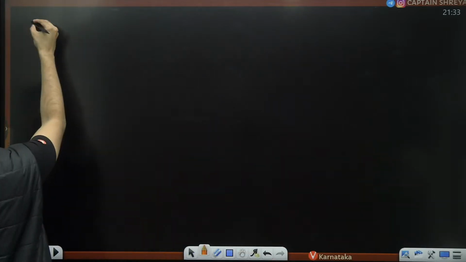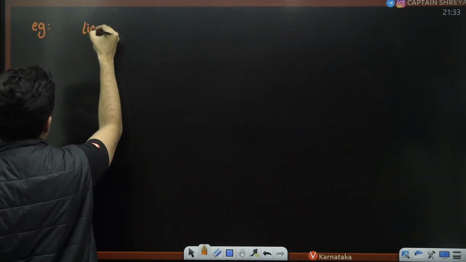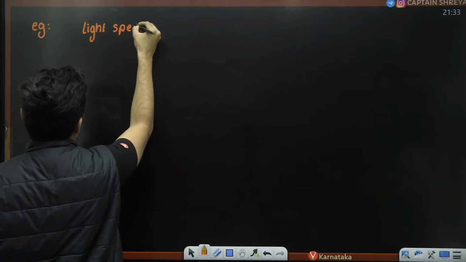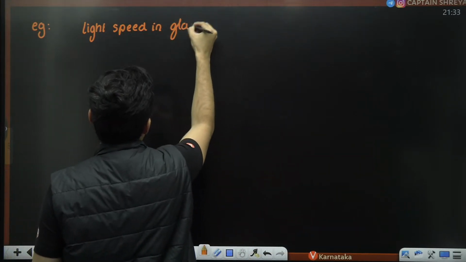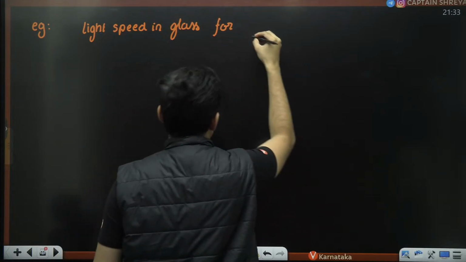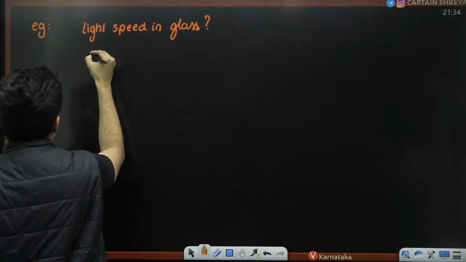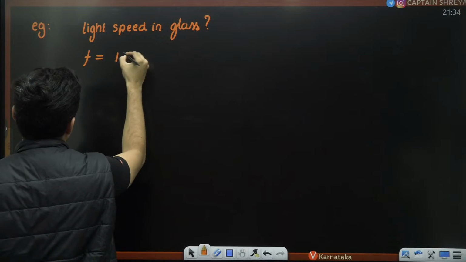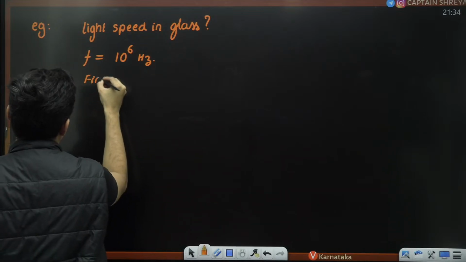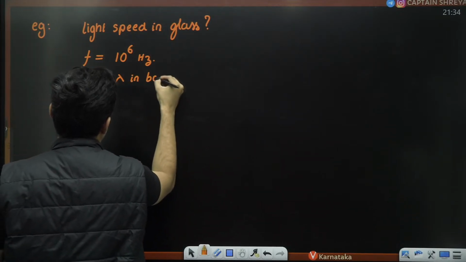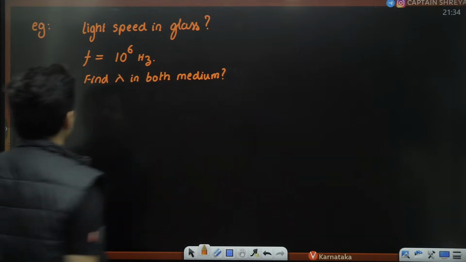Okay. So having said this, and now that you have understood these basic concepts, let's do one more question, my dear students. Imagine the question says, the light speed in glass is question mark. Frequency of light is 10 to the power 6 hertz. Find the wavelength in both mediums.